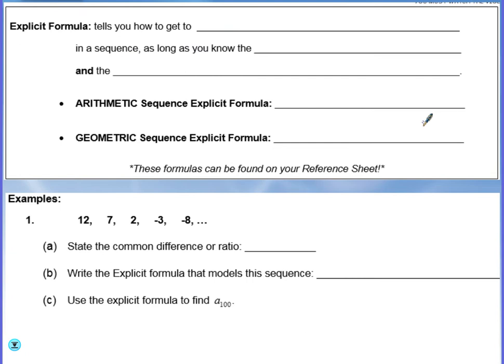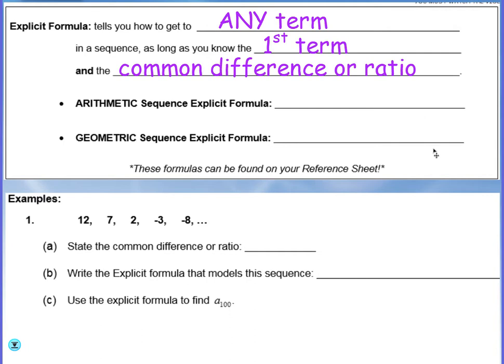So an explicit formula is different than recursive. This one is more common, and we're going to be using this quite a bit. An explicit formula tells you how to get to any term in a sequence. There are two requirements that you need to know in order to write an explicit formula. As long as you know the first term in your sequence, which we are usually always given, and if you can identify the common difference or ratio, then you can come up with this formula.